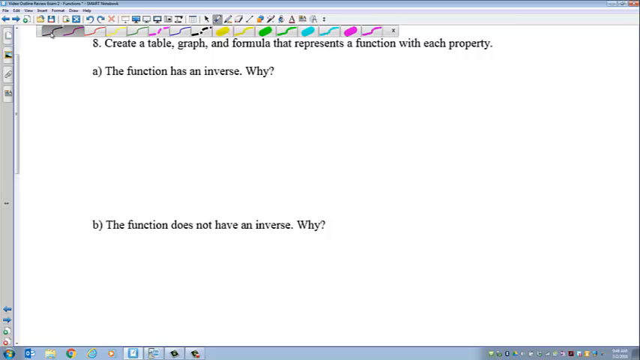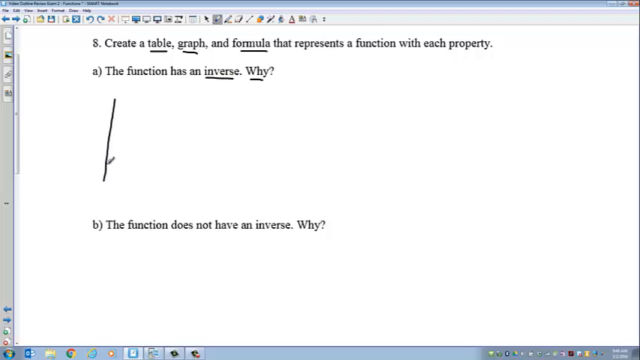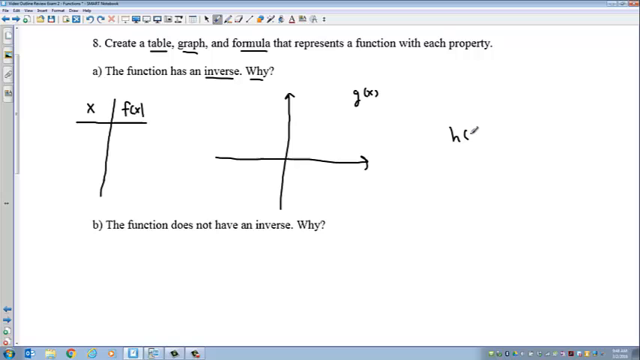So on number 8, we want to create a table, a graph, and a formula that represents a function with each property, and try to explain a little bit about why on each of these. So we want to create a function that has an inverse. So again, let me sort of outline these. We want to make a table, and then we want to make a graph, and they don't have to be the same function. They can be different functions. So then a graph, and then a formula of a function that has an inverse.